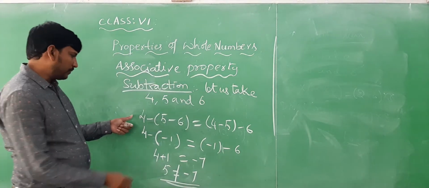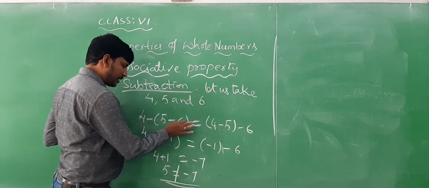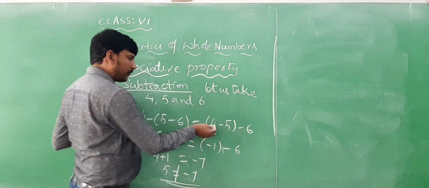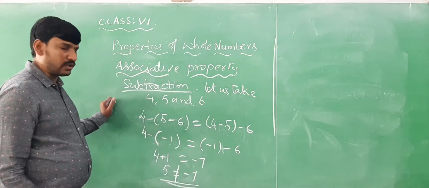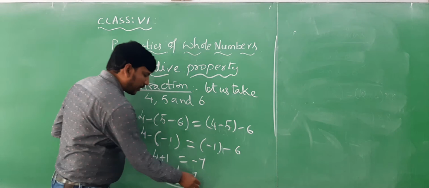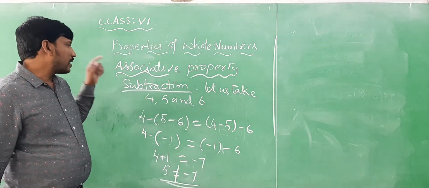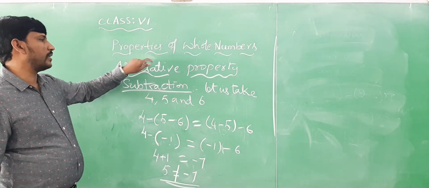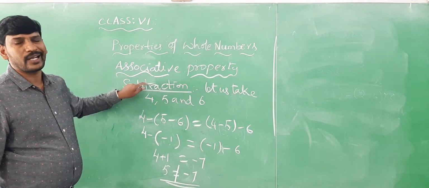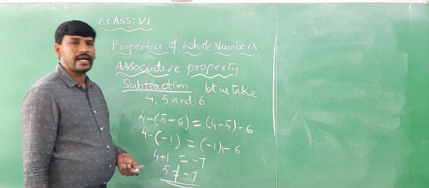Clear? So here, when we did (4 − 5) − 6, we got −7, but here 4 − (5 − 6) we got 5. Clear, children? So here the result is not equal. It is enough to say that only one condition is enough to say that the associative property is not satisfied under subtraction. That is, whole numbers do not satisfy the associative property under subtraction. Clear?